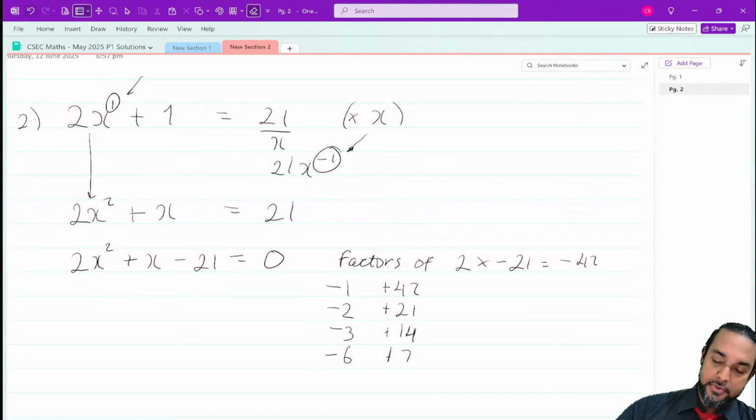And which of these pairs will give us back plain old 1 when you add or subtract? Well, clearly not this. That's going to give us 41. 21 minus 2 is 19. 14 minus 2 is 11. And 7 minus 6 is 1.